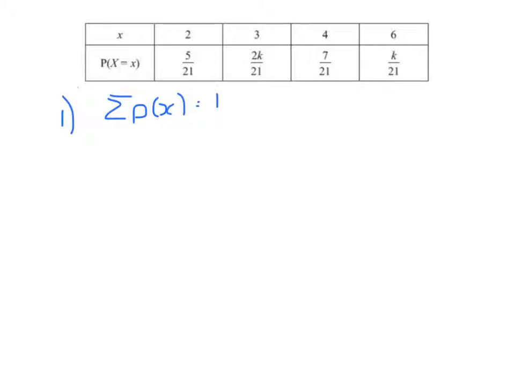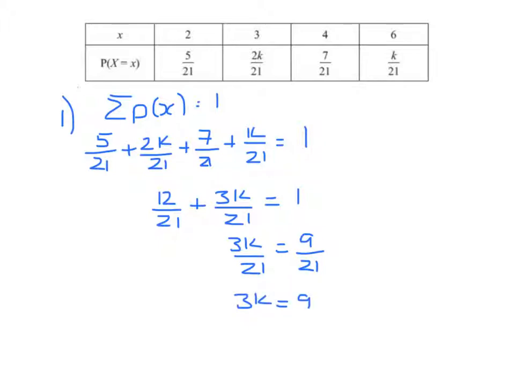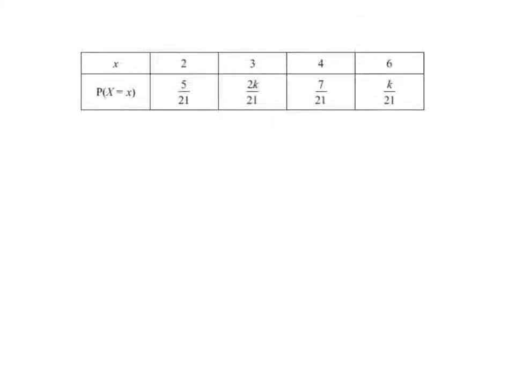must get 1. So 5 over 21 plus 2k over 21 plus 7 over 21 plus k over 21 must equal 1. So 12 over 21 plus 3k over 21 is 1. 3k over 21 would have to equal 9 over 21. 3k is 9 and k is therefore 3 as asked for.